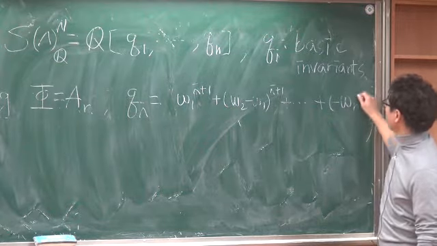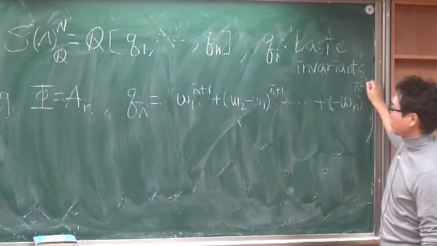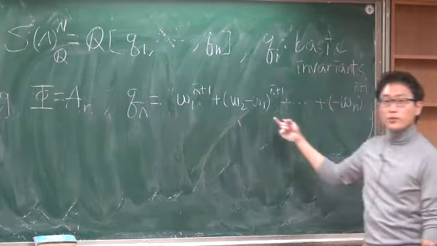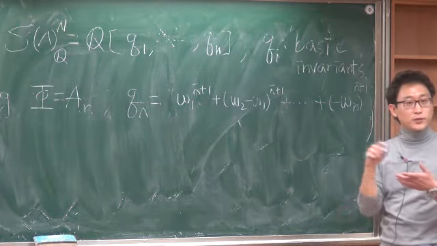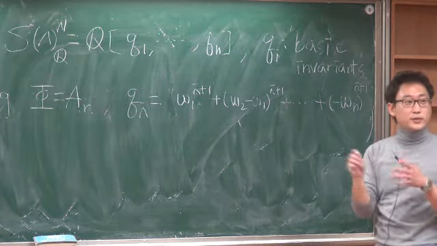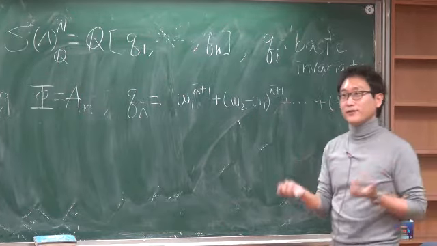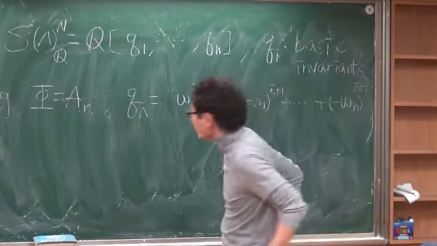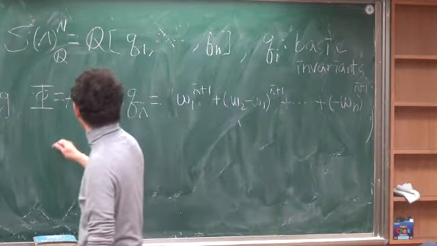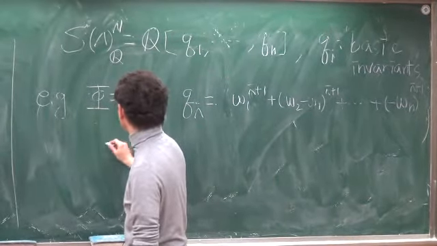Minus omega n to the i plus 1. This is just the sum of e to the i plus 1. The e_i form a basis of the vector space, an orthogonal basis.